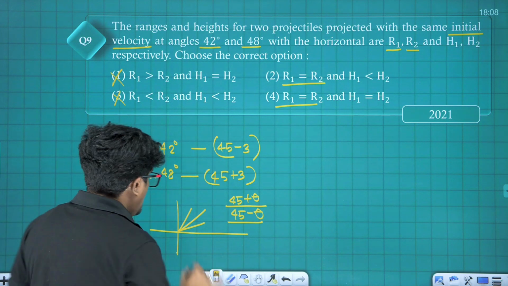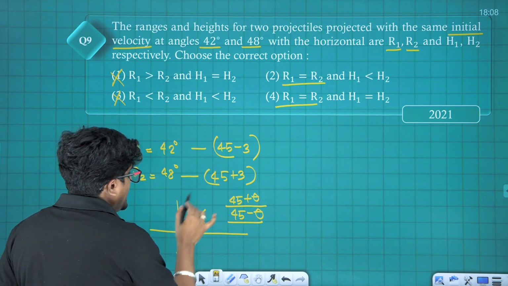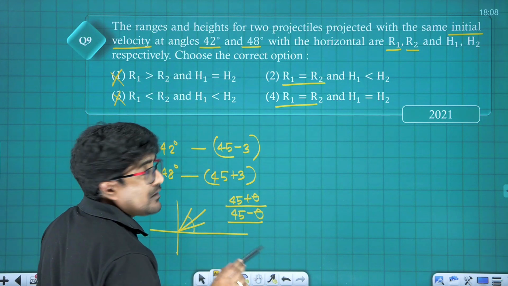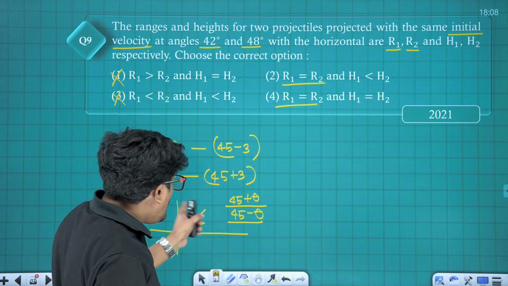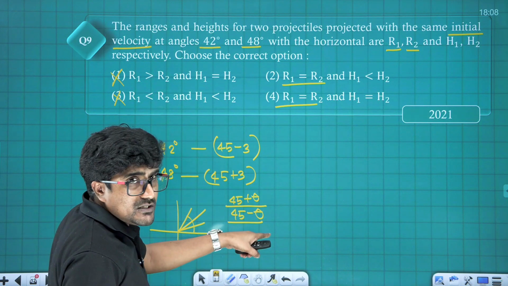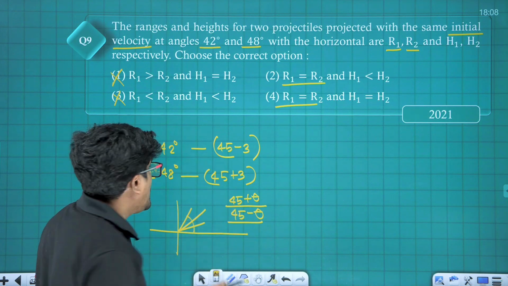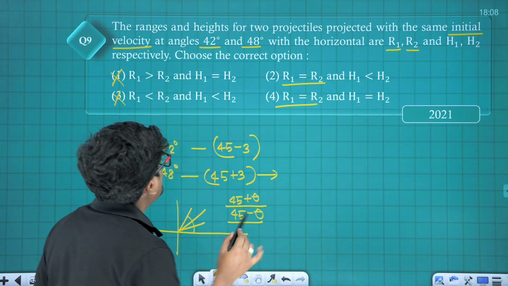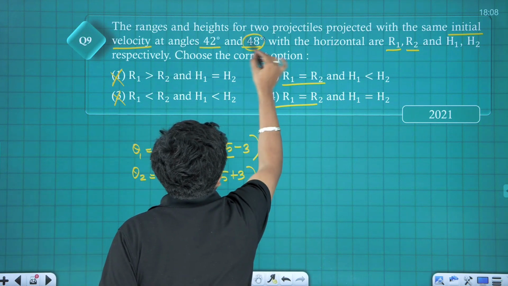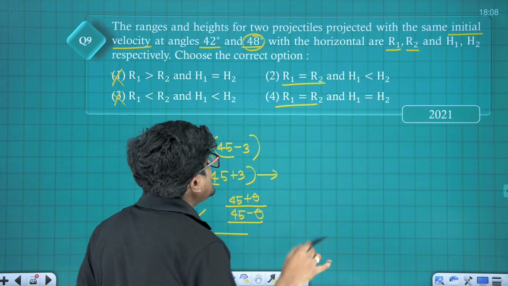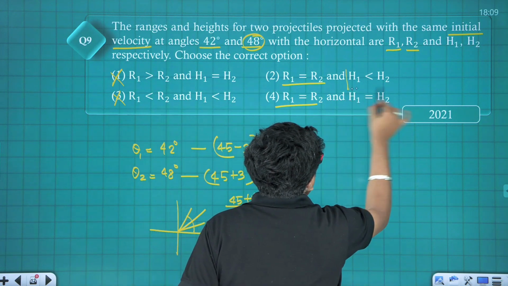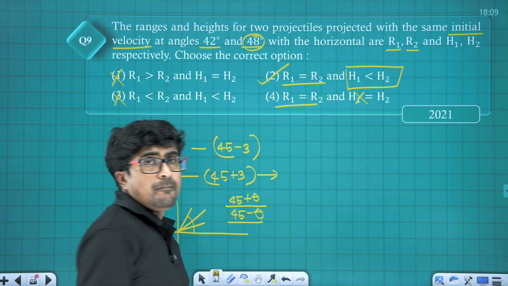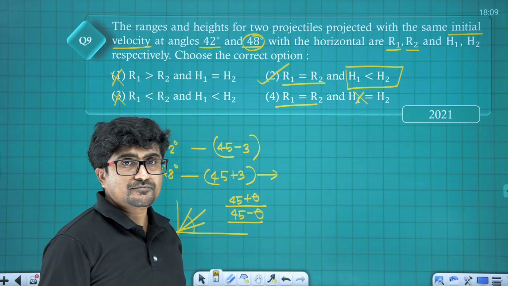Now the speed is the same. So for 45 plus theta, the height needs to be maximum. I repeat, for 45 plus theta, the height needs to be maximum. So 45 plus theta means it is 48. So for 48, the height needs to be maximum. That means H2 needs to be greater than H1. So this is not in the list. So option 2 must be the correct answer here.